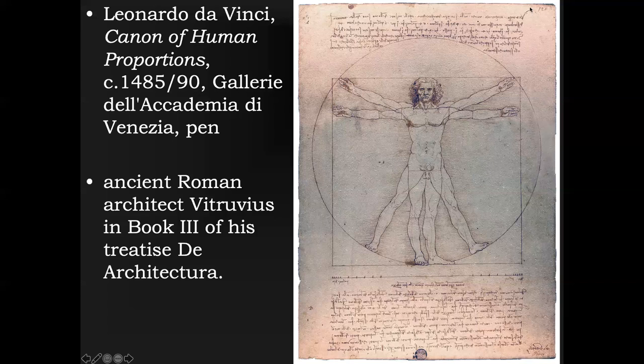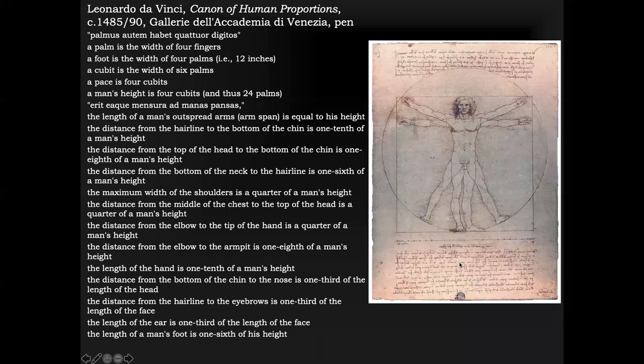You may have noticed already that the writing that he has here is backwards. You don't have to read Italian or Latin to be able to understand that it's backwards. All this stuff is in Italian. And there's a lot of information on this slide, none of which you need to know. The only reason I'm listing it is to show how much math went into this drawing. It's not just a simple square and a circle.